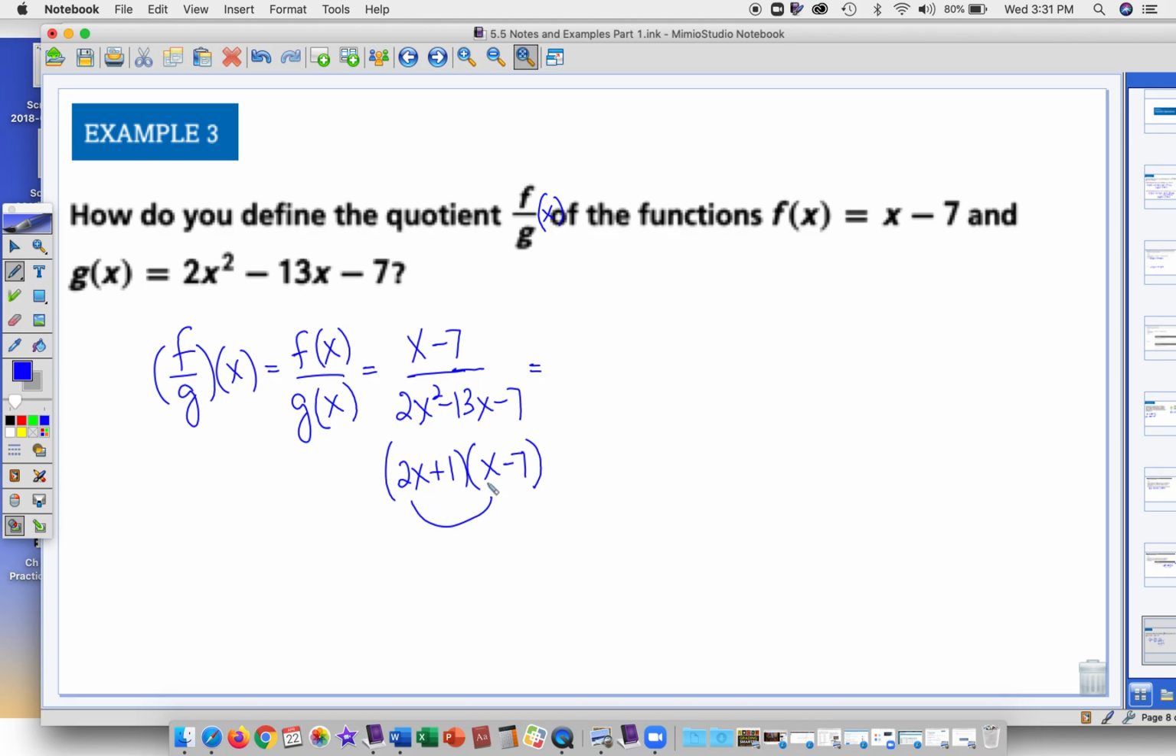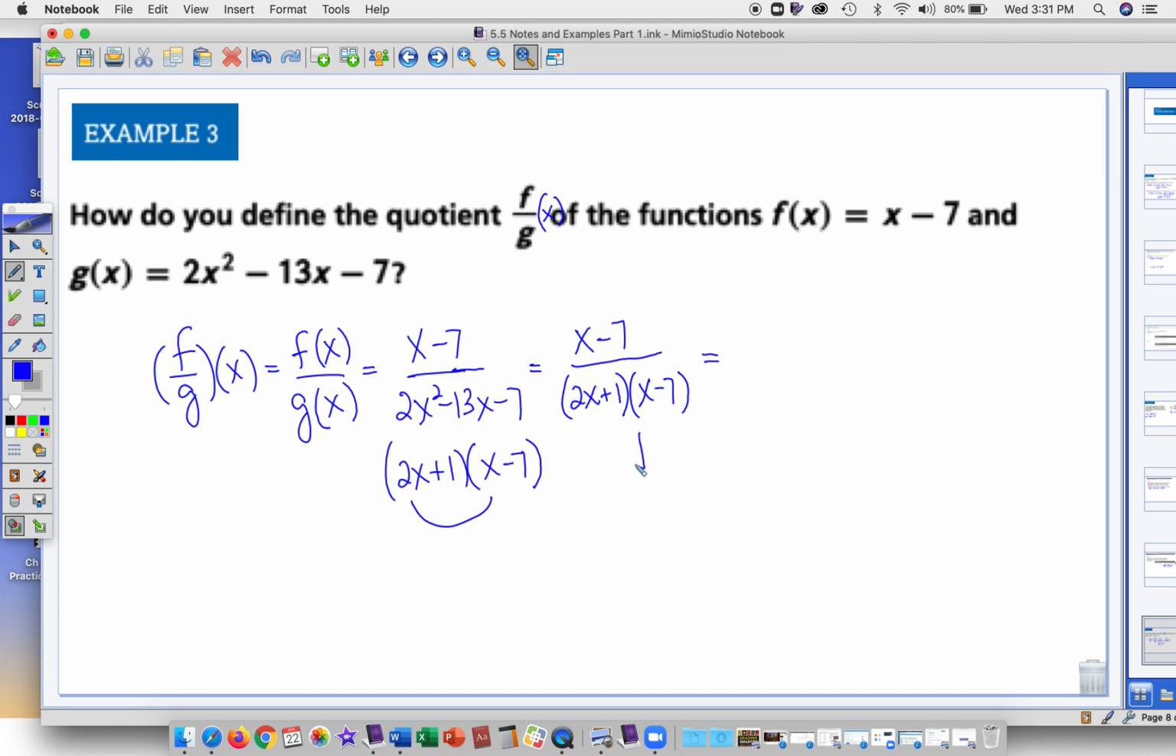We get 2x squared from the first terms, that's good. 2x times negative 7 is negative 14, plus a 1x gives us the negative 13x. So this does work. So I'm going to rewrite my function in factored form. This goes back to our section that we did on division of polynomials. Do you remember doing all that factoring and then reducing out the common factors? That's what we're going to do here.